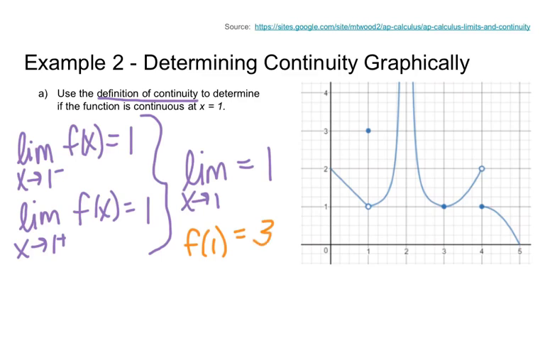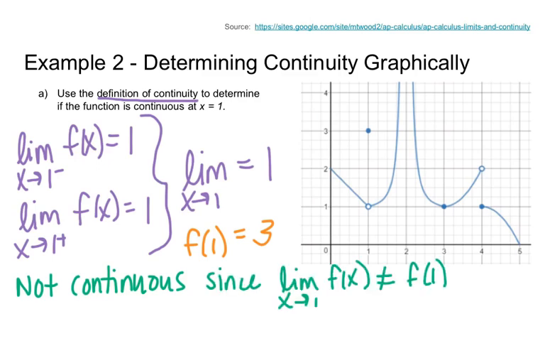Okay, so did the limit value match the actual function value at 1? Well, in fact, it did not. So we got our very surprising conclusion that it was not continuous, since the limit as x approaches 1 of f of x is not equal to f of 1.